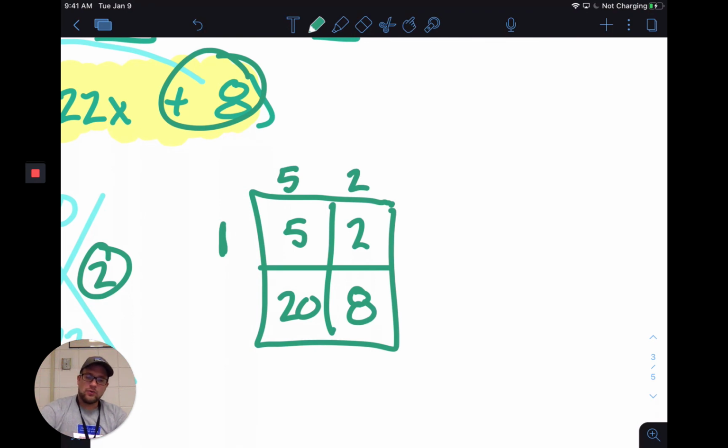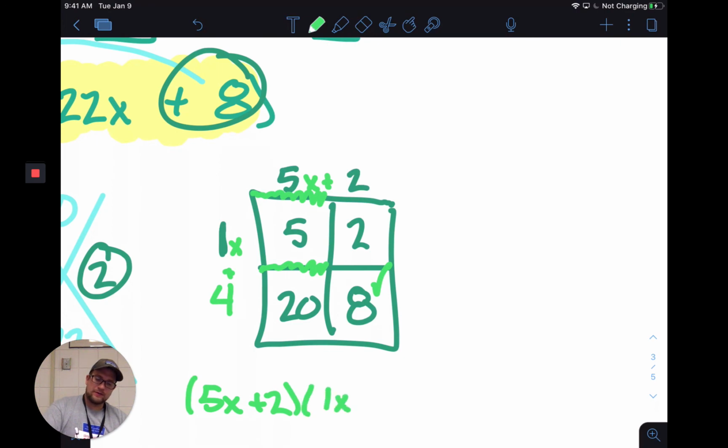If I know that this length of the box here is 5, then this would be 5. 5 times what is equal to 20? Well, that is, of course, 4. And then we check, does 4 times 2 equal 8? And it does. So we know that our two terms are going to be 5x plus 2, right? It's positive 2. I just put my x in there. And 1x plus 4.